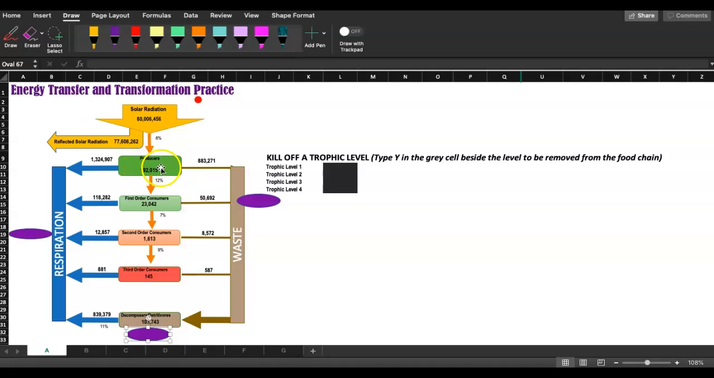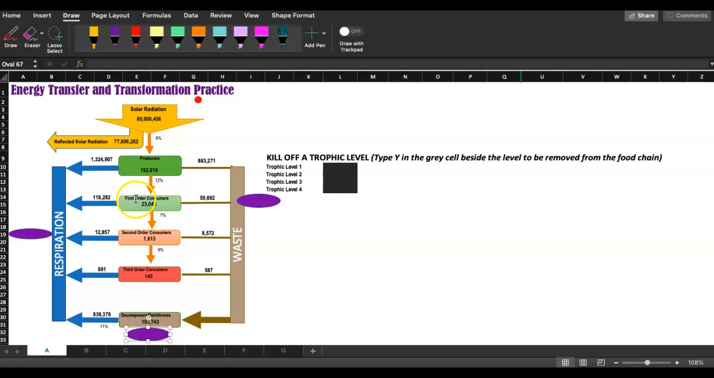So for the producers, there's a packet of energy that comes in here, a packet of energy that's not lost to solar radiation. I mean, look at how much is lost because it's reflected off. Only a small amount of it actually comes in here. 8% of that energy that comes in is actually stored in their tissues, and the rest is lost to respiration and waste.